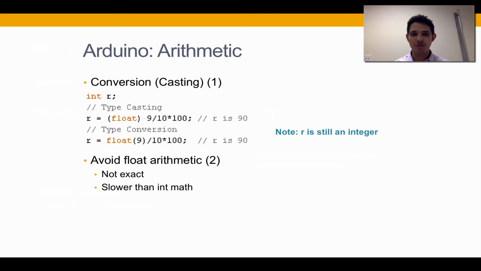It may seem very comfortable to you. It's very comfortable to me as a mathematician. I want things to be precise and exact. That is why we have mathematics. However, sometimes it is not exact because of rounding errors, and it turns out it's much slower on the Arduino compared to integer arithmetic or integer mathematics.